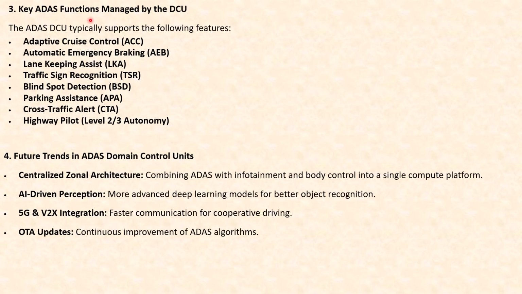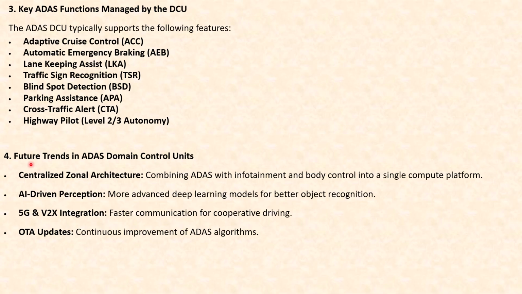Now, what are the key ADAS functions managed by DCU? I am just telling this for the sake of a brief recap. Adaptive cruise control, automatic emergency braking, lane keeping assist, traffic sign recognition, blind spot detection, parking assistance, cross traffic alert, highway pilot, which is a level 2 or level 3 autonomy. These are all the various types of functions that are managed by the domain control unit. And let me reiterate, domain control unit is nothing but an electronic control unit. It's just a different jargon.